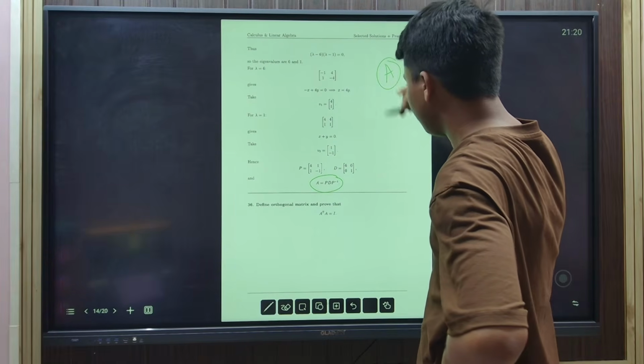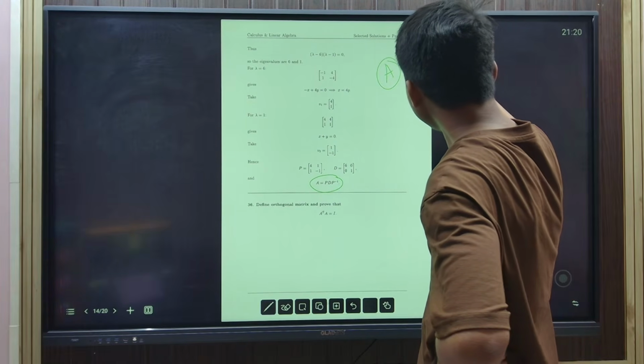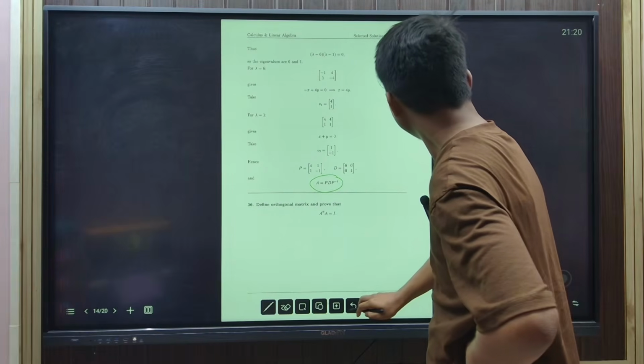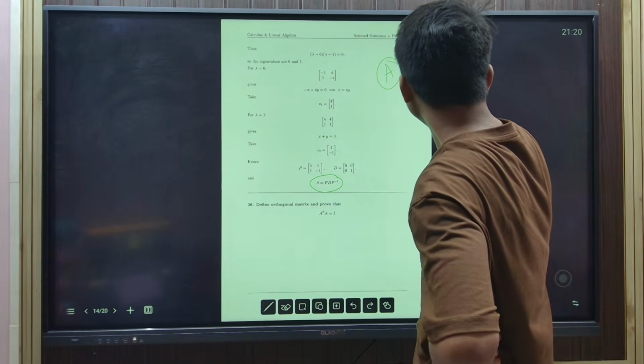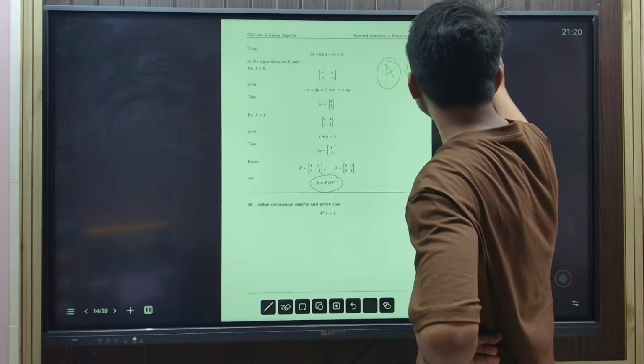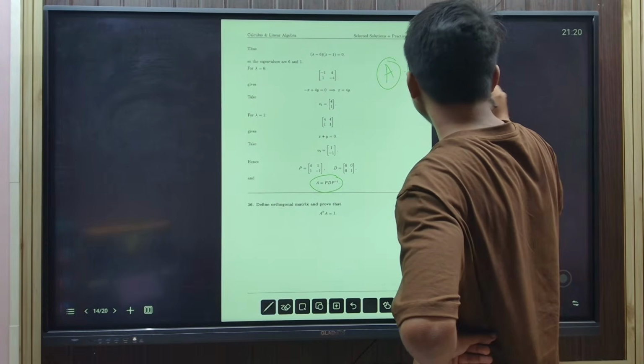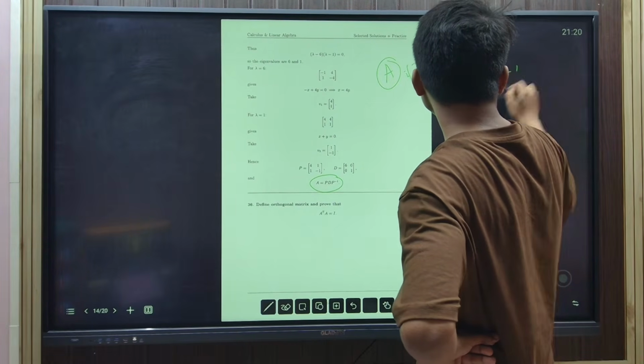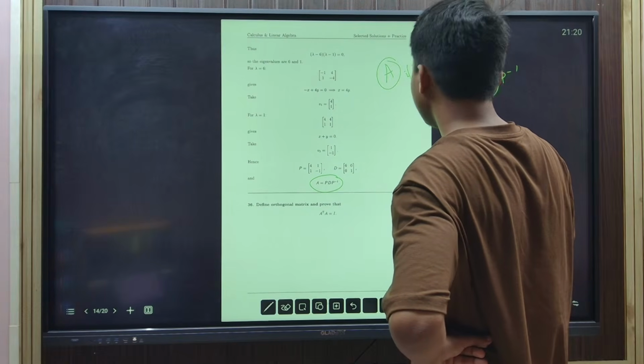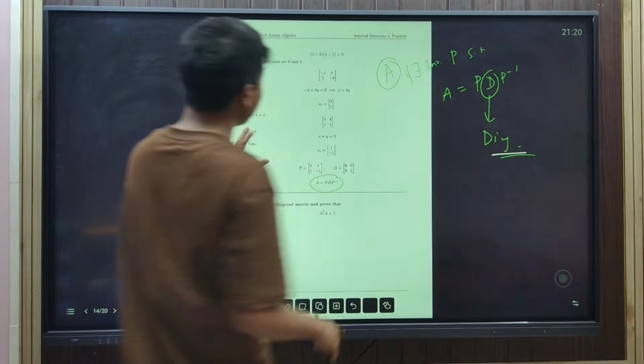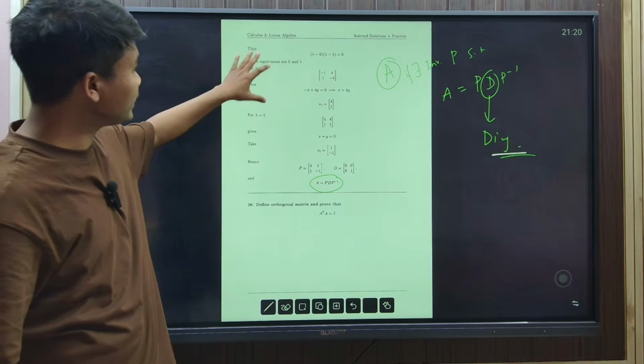there exists an invertible matrix P such that this A can be written as P D P inverse, where D is a diagonal matrix. This concept I have already explained in my class also. So how does it exactly work?